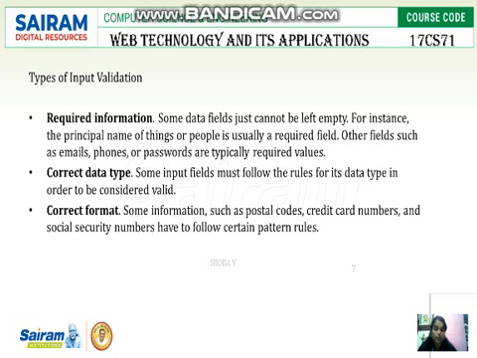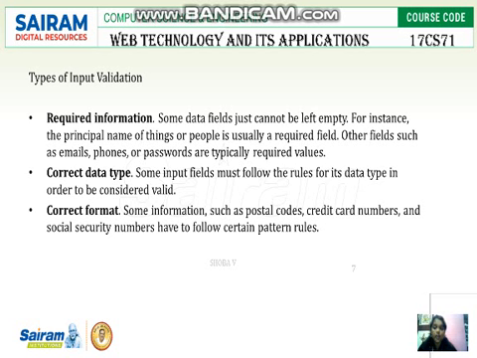For example, when going for a recharge, we have to give two numbers at the same time, just to compare whether the numbers you are giving are the same or not. So that is how we can do the validation. Required information means some data fields just cannot be left empty. For example, the name of things or people is usually a required field, and emails, phones, or passwords are typically required values. Otherwise, you will get an error message, and the form will not get submitted.